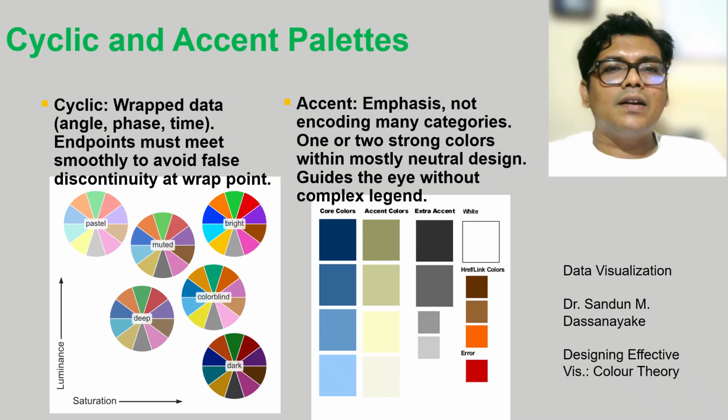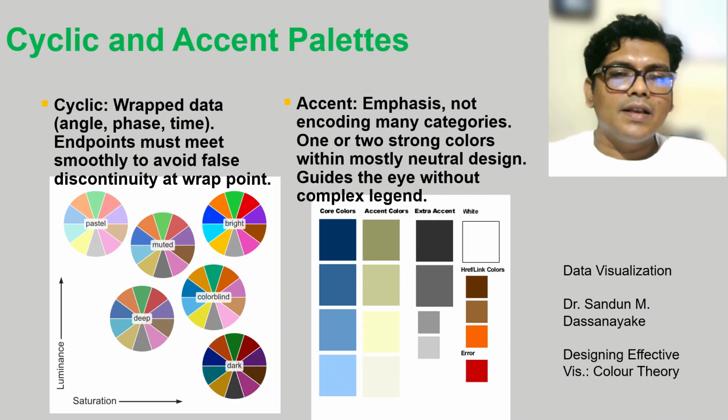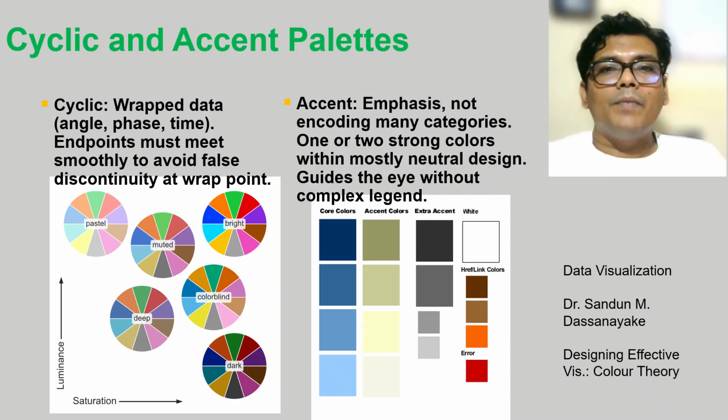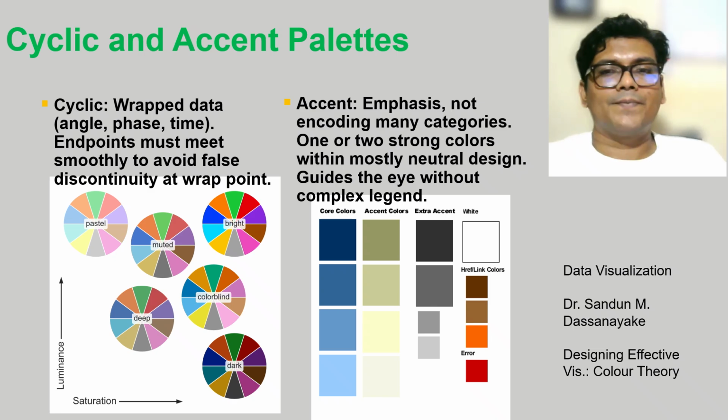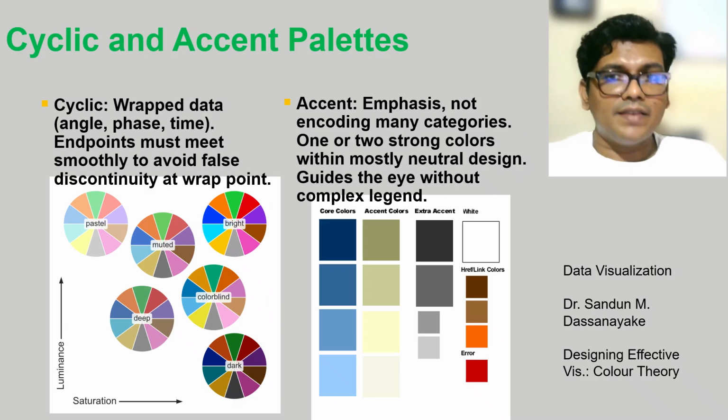Accent palettes work on a completely different logic. They are not for encoding multiple categories, they are for directing attention. One or two vivid accent colors within an otherwise neutral grayscale tone chart pull the eye exactly where you want it to be. No legend needed. The visual hierarchy does the work. One strong, consistent accent is far more powerful than many competing colors. Remember that.